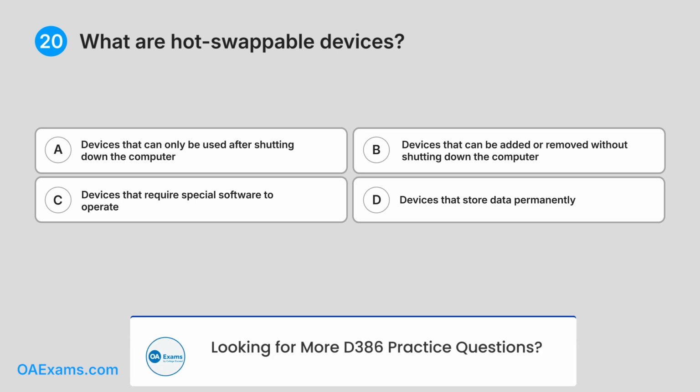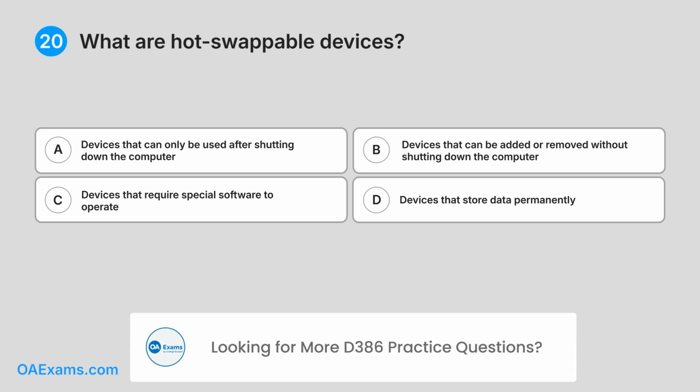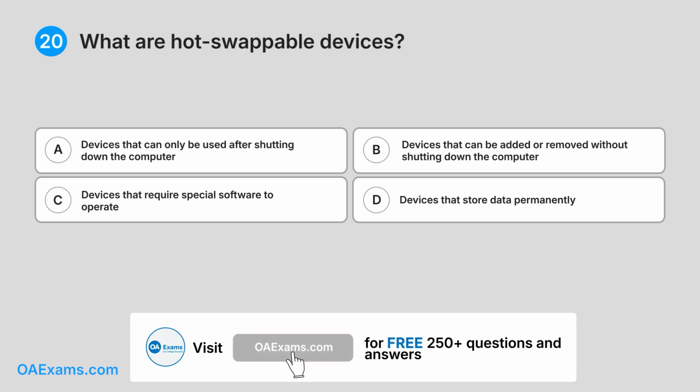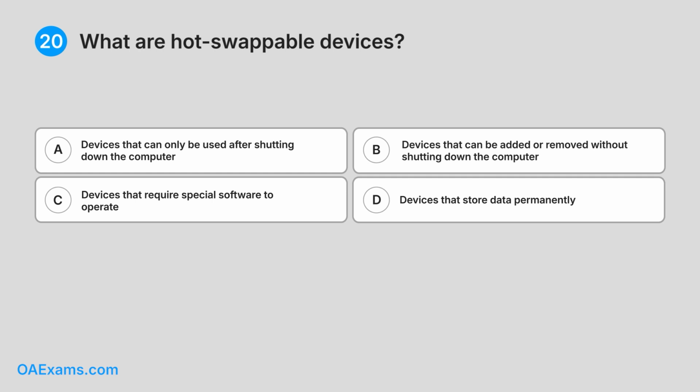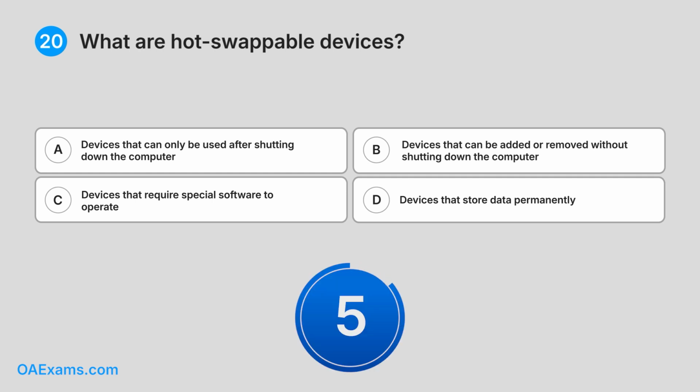20. What are hot swappable devices? A. Devices that can only be used after shutting down the computer. B. Devices that can be added or removed without shutting down the computer. C. Devices that require special software to operate. D. Devices that store data permanently. Do you know the answer?